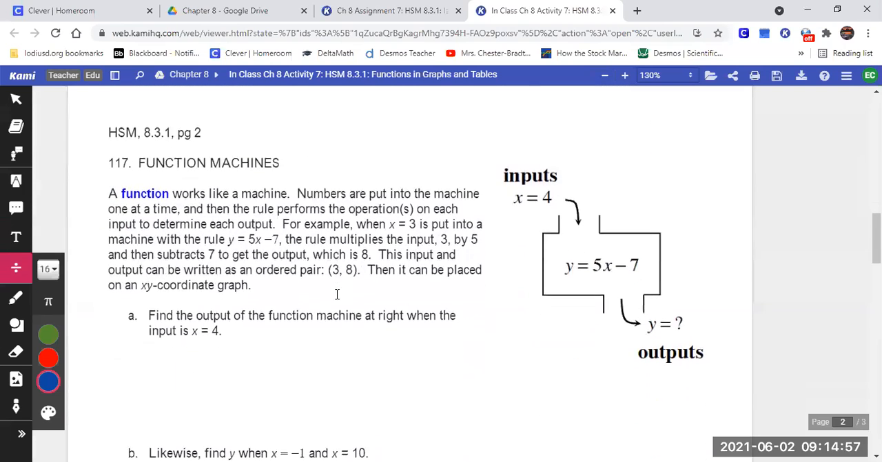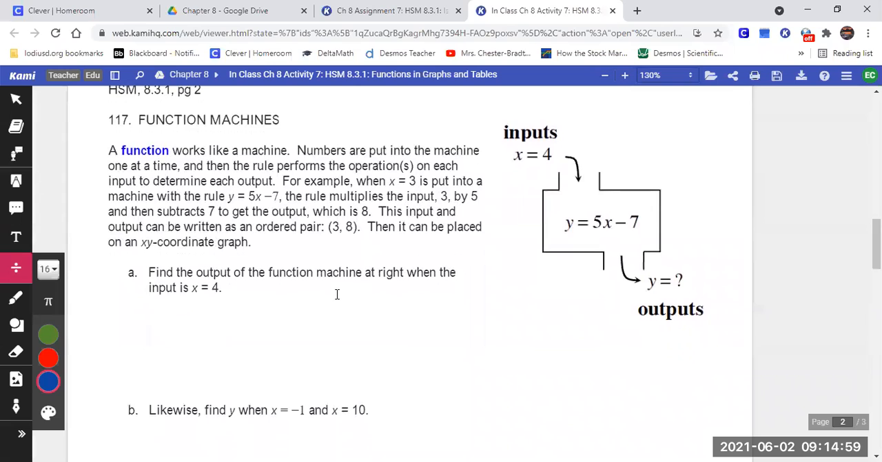Okay? Now they're going to have us talk about this thing called a function. Okay? The function works like a machine. The numbers are put into the machine one at a time, and then the rule is performed on each input. For example, when x equals 3 is put into the rule, 5x minus 7, the rule multiplies 3 by the 5 and then subtracts the 7 to get us 8. So it gets us the ordered pair 3, 8.